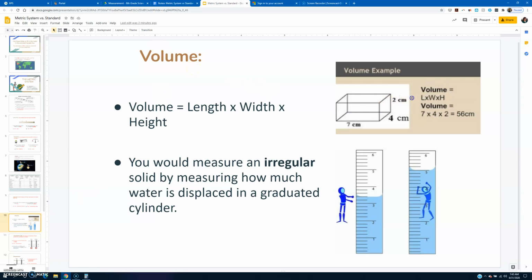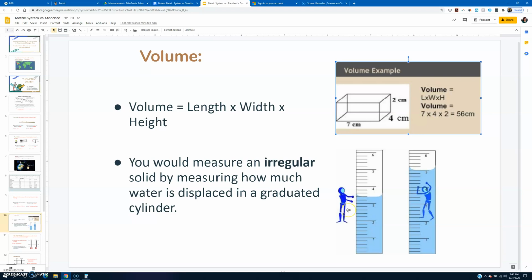If I'm in math class, and you guys have done this before, length times width times height, if I have a very nice, pretty box that has very straight sides, I can take all these measurements and multiply them together, and I'm going to get 56. That's fine. However, there are lots of objects like a remote control or a stapler or this little guy here that looks super cute. I can't really do length times width times height because there are so many weird sides.